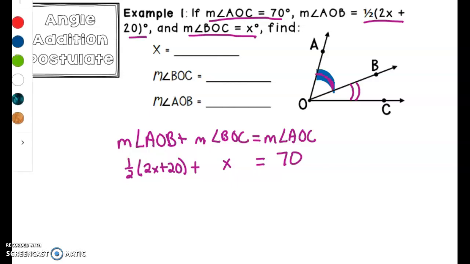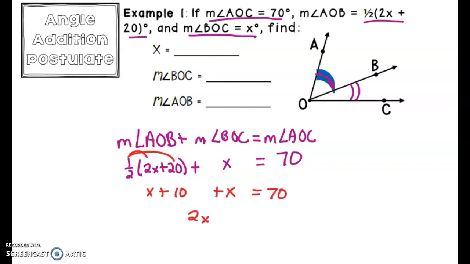So what I'm going to do is first I'm going to simplify those parentheses. So I'm going to do 1/2 times 2x, that's just 1x. 1/2 times 20 is 10. I still have x and I still have 70. So I'm going to combine like terms. The x plus the x is 2x.